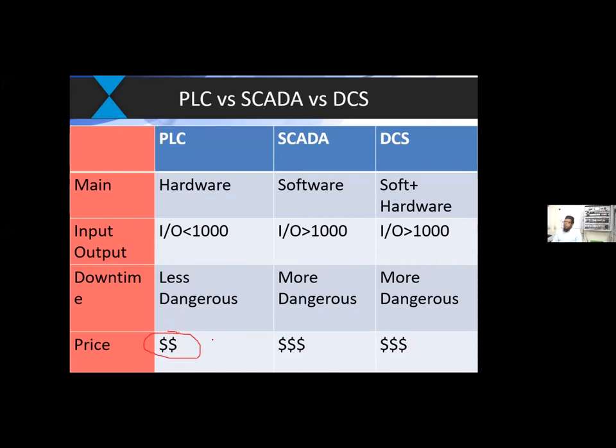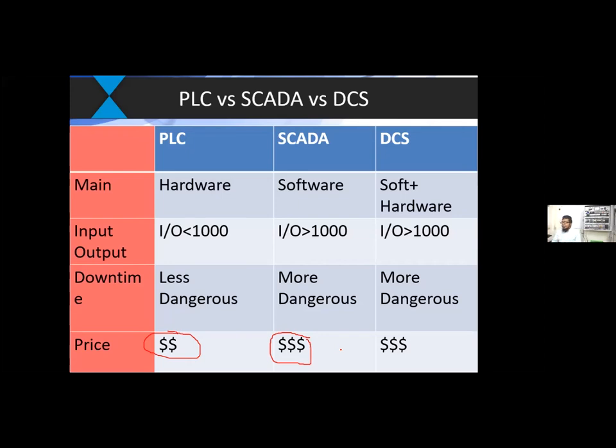Double dollar means $100, $200, $300, like this. That means in Bangladeshi taka, we can say it is 10,000 BDT, 15,000, 20,000, like this. And for the SCADA, the price is triple dollar. That means it is just a starting, not the ending. The price starts from triple dollar, that means it starts from $1,000, $2,000, like that. In Bangla taka, you can say 1 lakh BDT, 2 lakh BDT, like that.